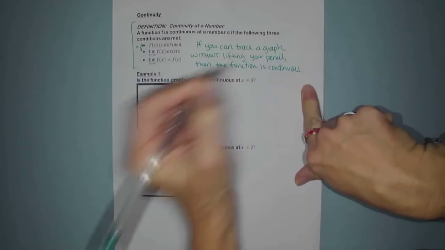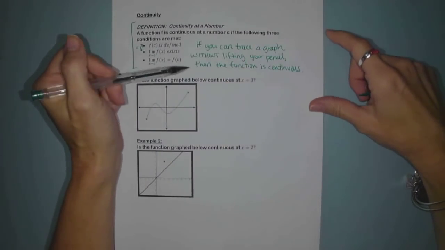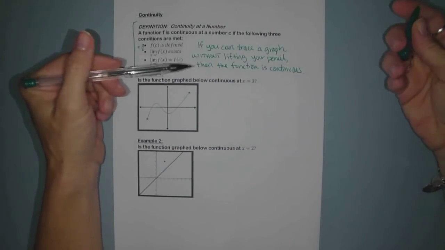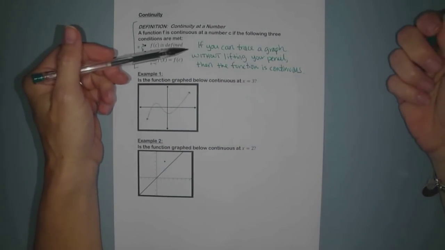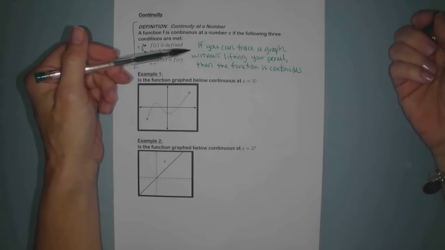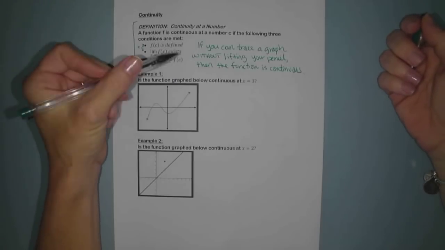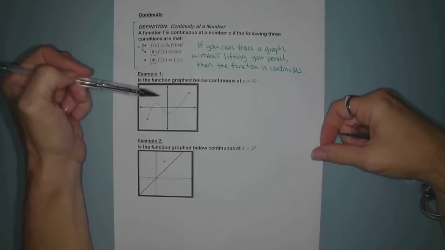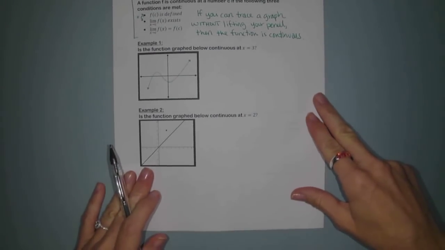So these hiccups we've been talking about in previous lessons, the vertical asymptotes, the holes, those are hiccups on your graph. So those are values of x where we would be discontinuous or not continuous, because whenever you hit a hiccup, you have to pick up your pencil. So let's get into it here. Let's take a look at example 1.